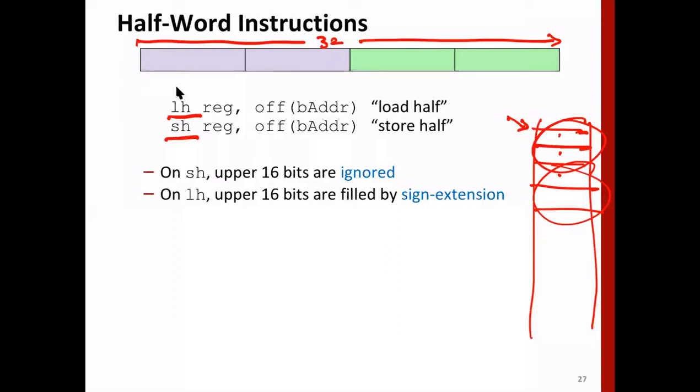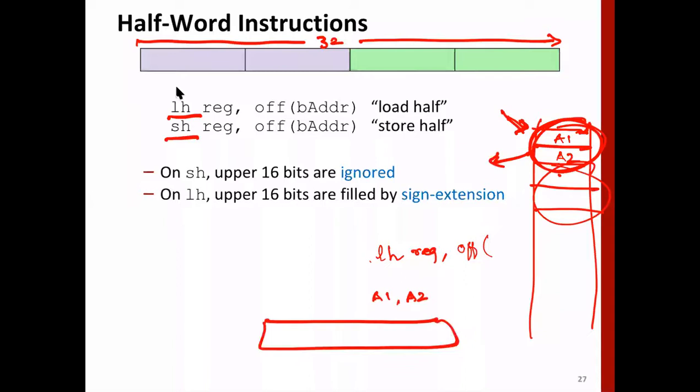So when we say load half from register to register, with offset and base address, the offset plus base address will give this address, right? Now take the next 2 bytes. We got 2 bytes, say A1 and A2, for example. But now the register is of 32 bits, to which we are bringing them. Where to store them, right?